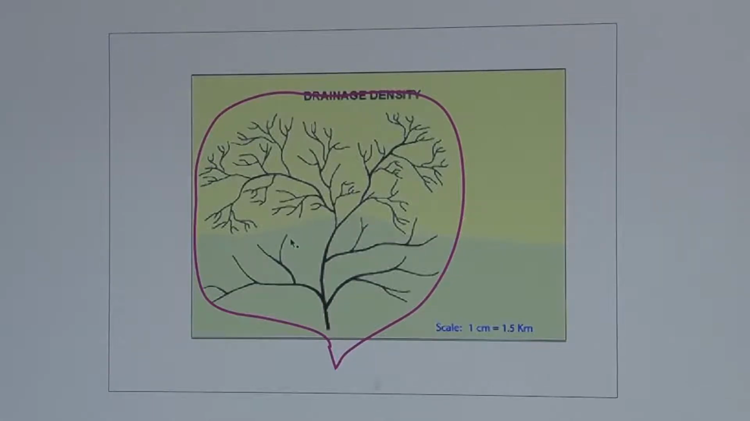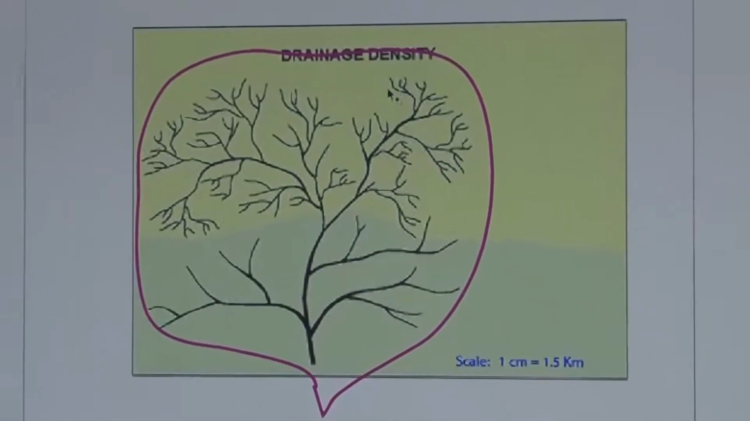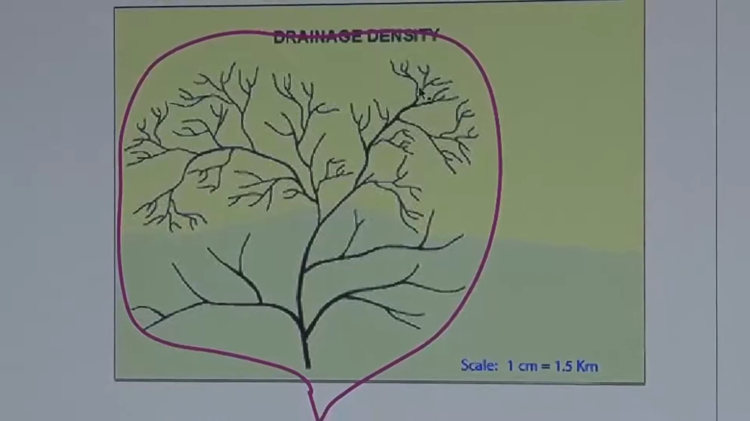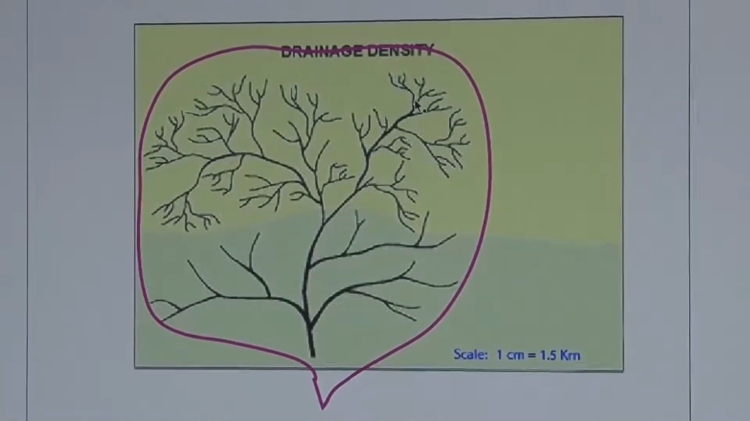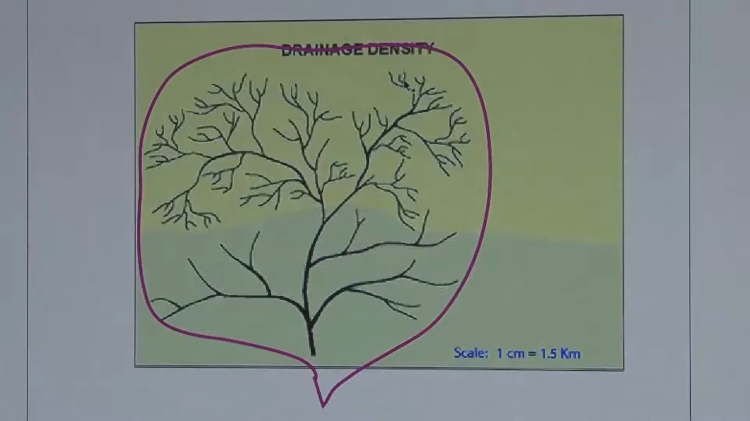So what is the first order? The streams which originate in the initial stage are the first order streams, and when two streams join to make another stream, that will be of second order. All these things are explained in the first part of this course, and I will share this slide so that you can understand this concept.